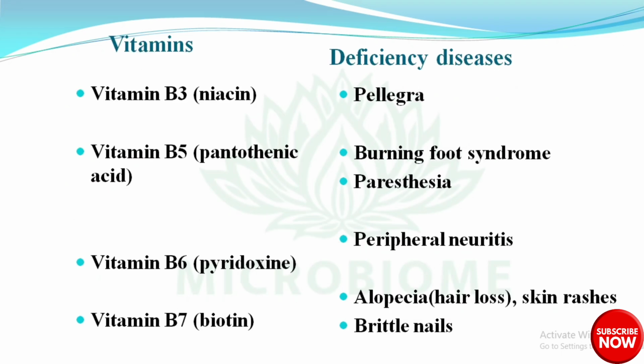And next, vitamin B3 called niacin. The deficiency is pellagra. Vitamin B5, pantothenic acid. Deficiency is burning feet syndrome and paresthesia. Next, vitamin B6, pyridoxine. Here comes peripheral neuritis. Then vitamin B7, biotin: alopecia, hair loss, skin rashes and brittle nails.